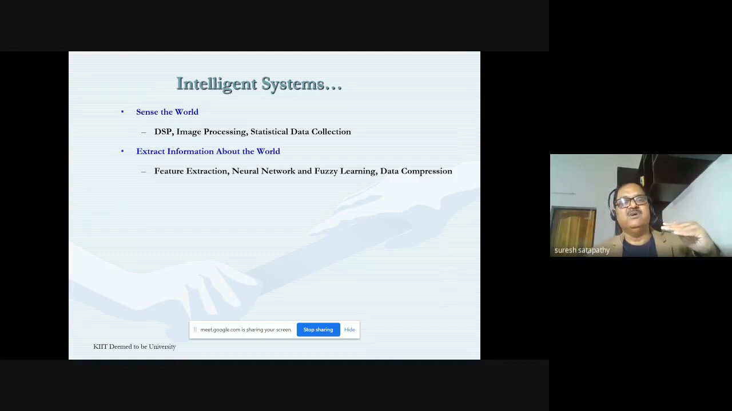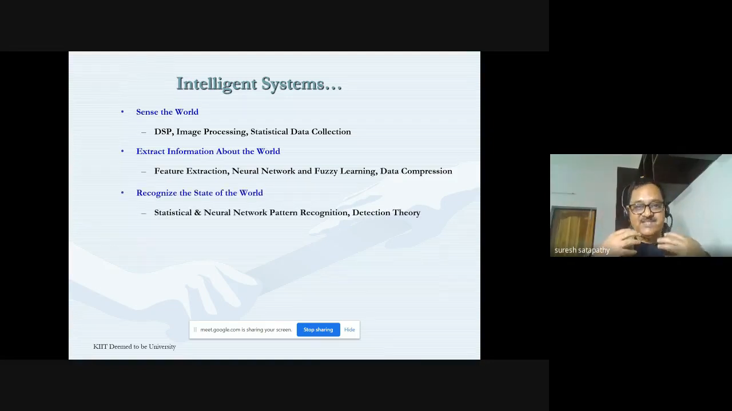Next, you need to find out what the relevant features are, what features are necessary, and what features are not necessary. That can be done using feature extraction techniques or neural network techniques, or you may use fuzzy linguistic learning, or sometimes you may have to compress the data. These are the areas we need to focus on when extracting the information about the data. This is the second aspect. Third aspect is, once you have extracted the information, recognize the state of the world, because the world state is changing, the machine state is changing, your system state will be changing.